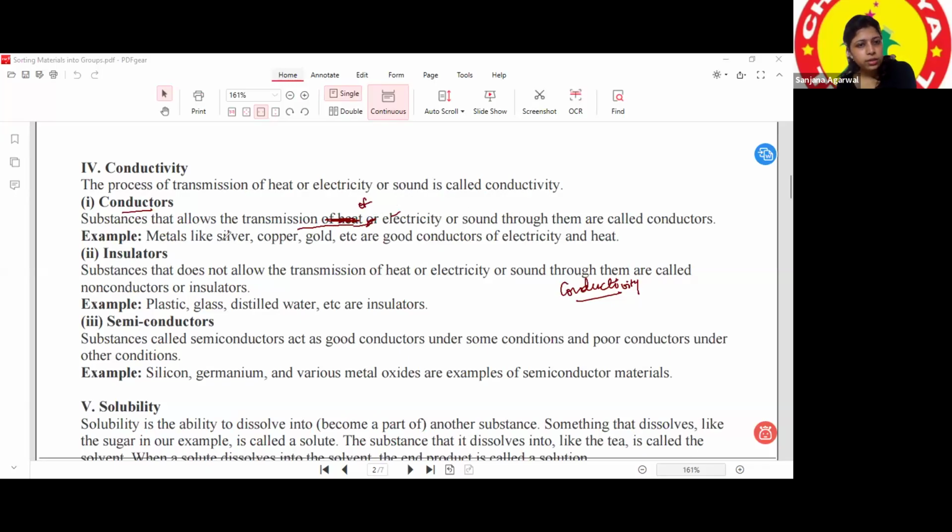Example: all the metals, mostly the metals are good conductors. So silver is the best one. You can note this down. Then second number copper, then third number gold, and then further other metals are good, but not so much as compared to these three, of electricity and heat.